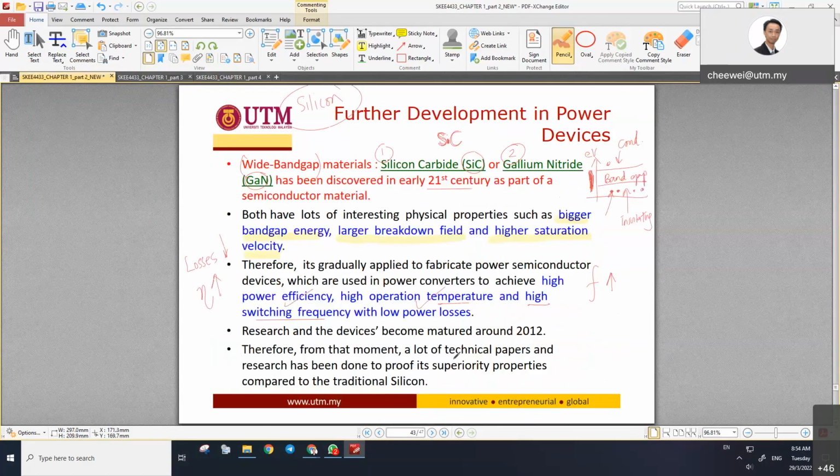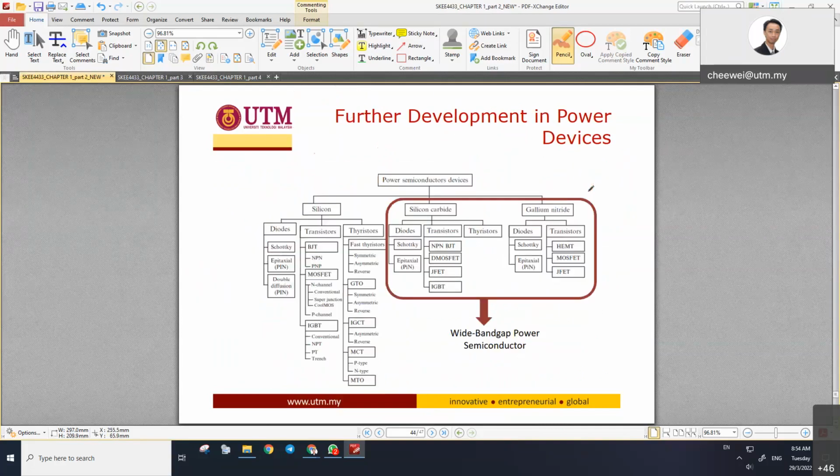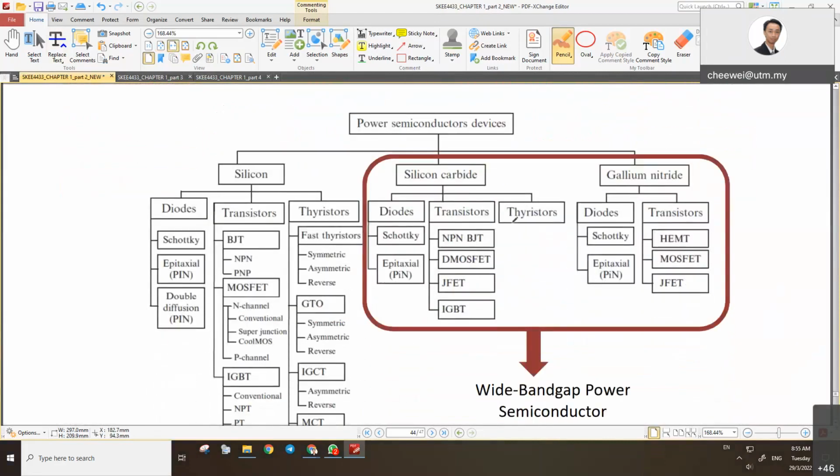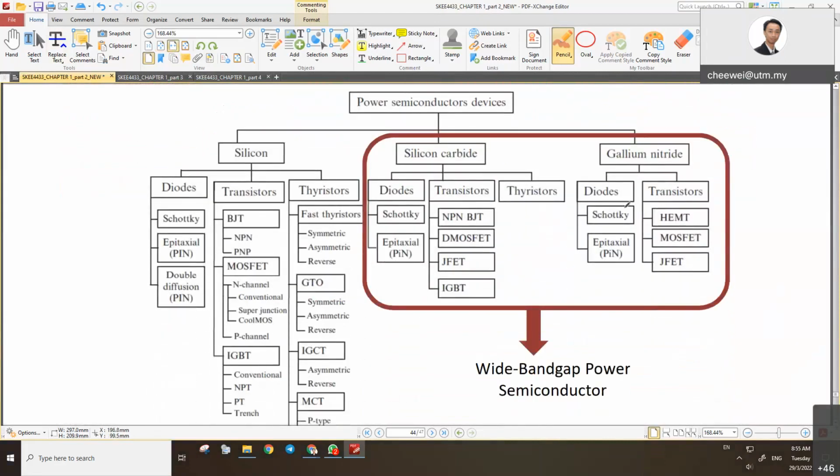Okay, what else is written here? Okay, that's all the research. So if you look at this diagram, make it bigger. The power semiconductor devices family tree. What can we see here?